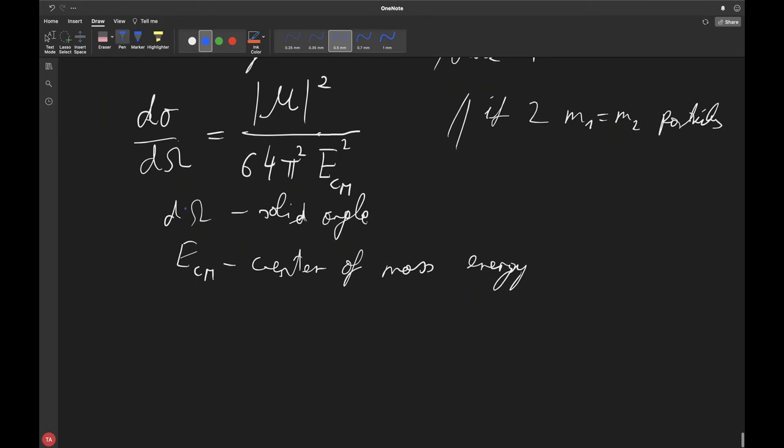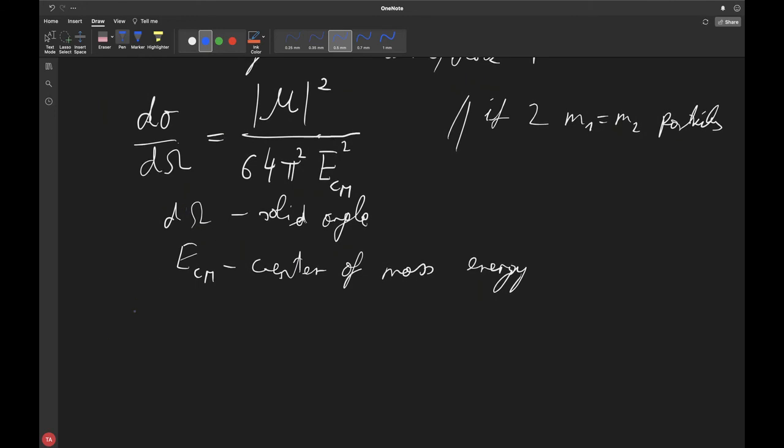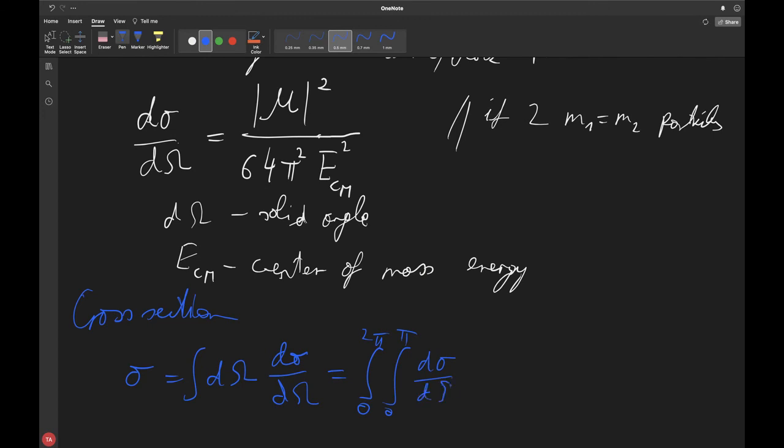We can get the cross section by integrating this differential cross section. So the cross section is the integral of what we just did here. So it is the omega integral of d sigma d omega. And that is also the same as if we would do an integral from 0 to 2 pi and the integral from 0 to pi of d sigma d omega. So this is just the solid angle integral.